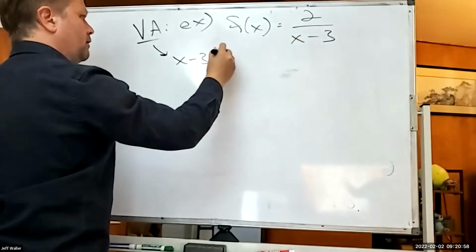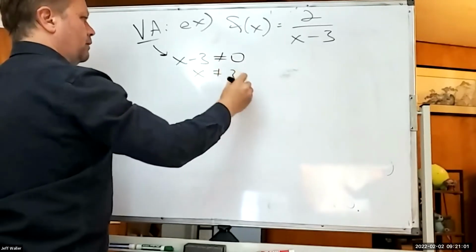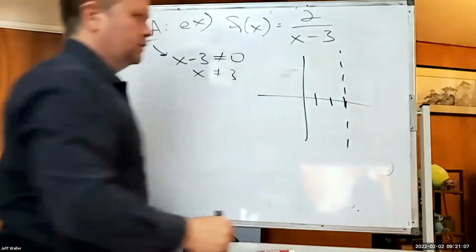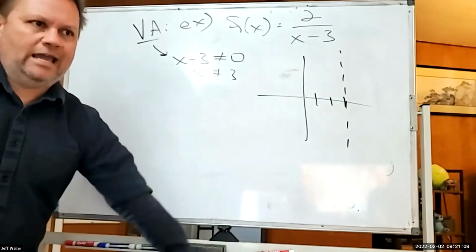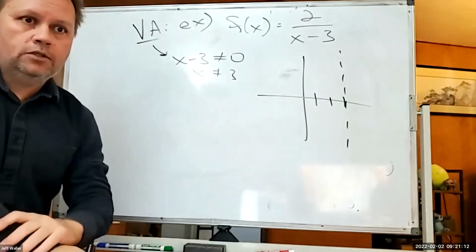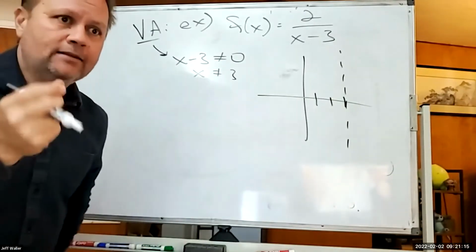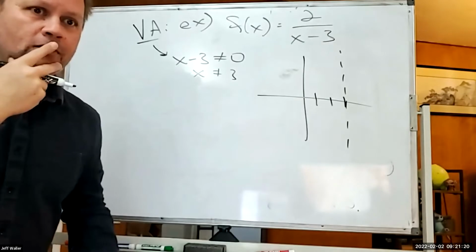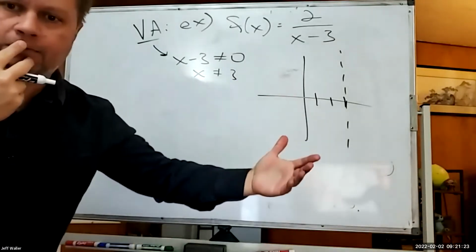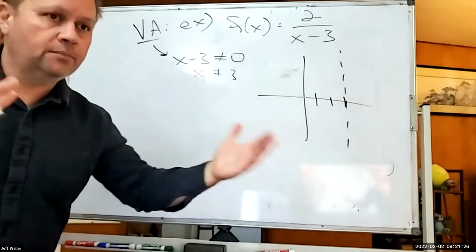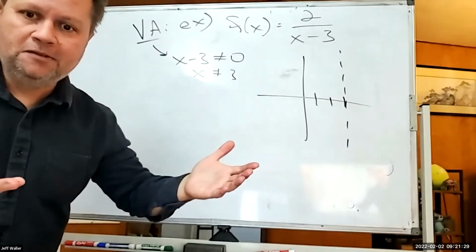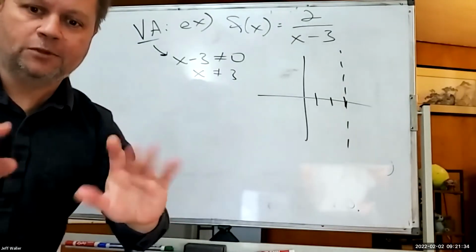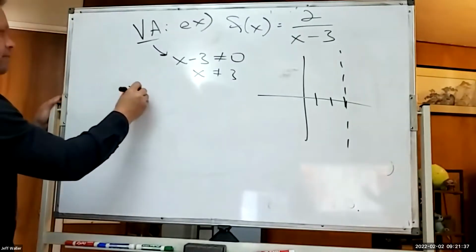What's not allowed to happen? The bottom can't be 0. So x can't be 3. So then at 3, vertical asymptote. I like it. But I can still ask this question. What happens at 3? And why? Am I allowed to plug 3 in? No. But something still happens at 3, correct? Or better said, something still happens around 3. So we can do just like we did earlier. We can make a table of values.